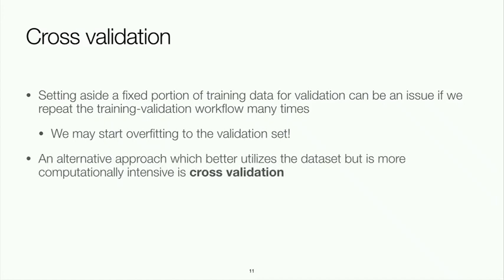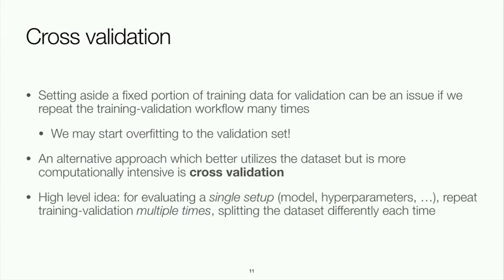So actually, an alternative approach, which better utilizes the data set, so it doesn't have this single split that we were talking about, but is more computationally expensive, is what's known as cross-validation. And the high-level idea is actually pretty simple. Once we get into the details, things start to look a little messy, but the high-level idea is really simple.